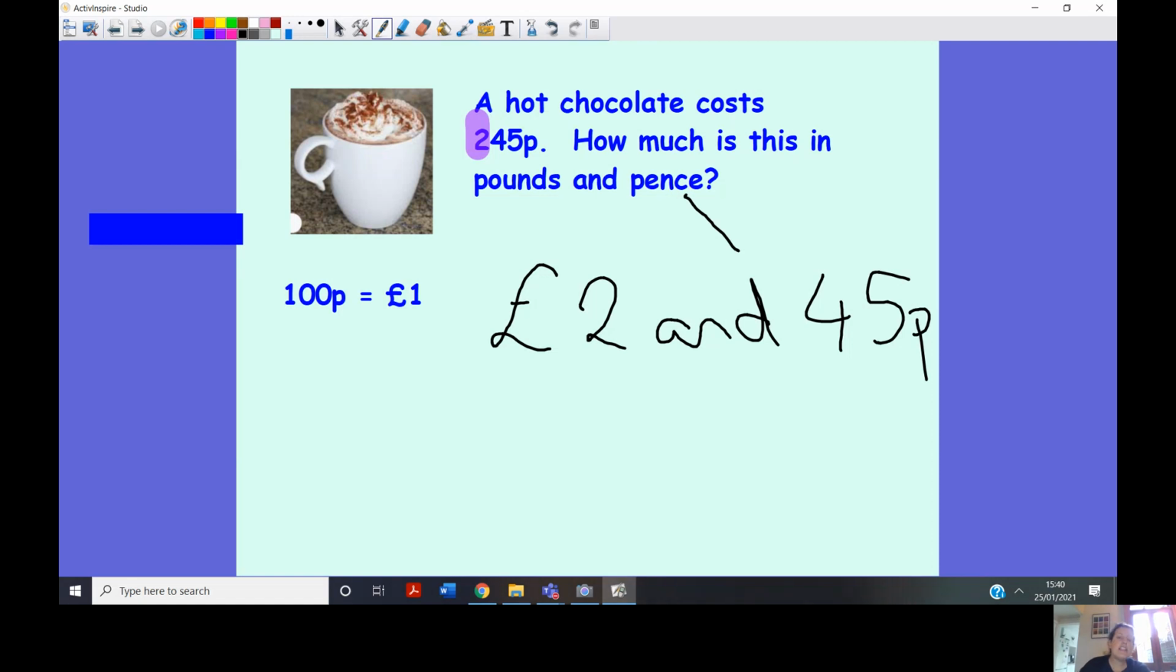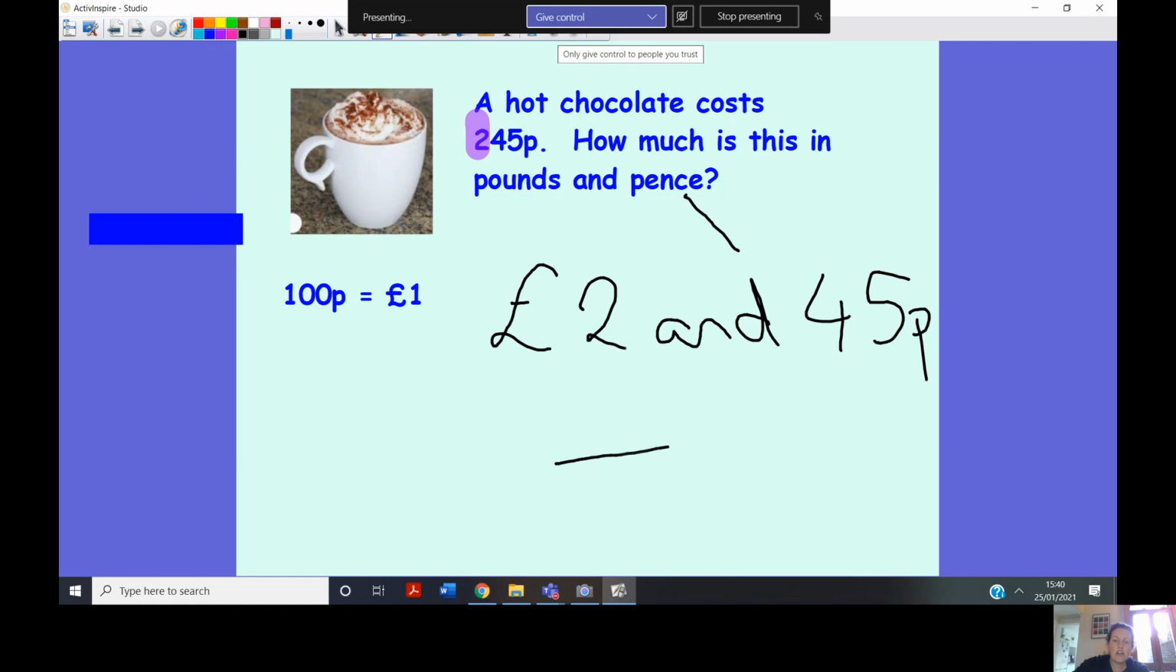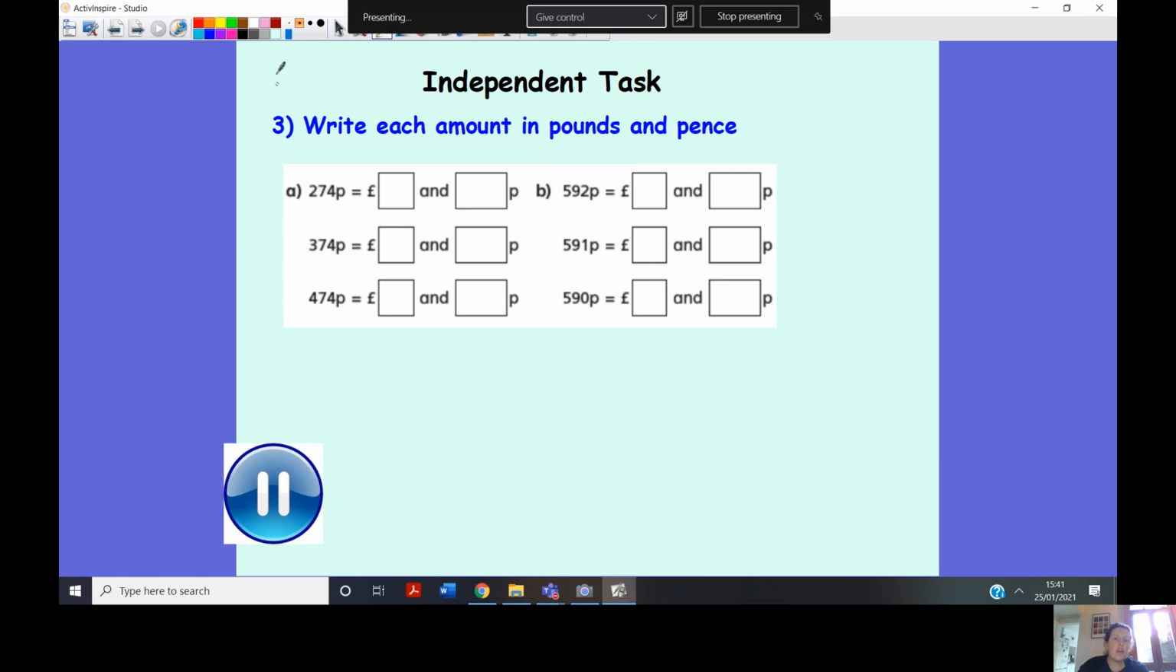So when we see these amounts, we just need to see what we've got in our hundreds column, because with these questions that tells us how many pounds we're going to have. Great. Let's all go on to the independent task. You need to write each amount in pounds and pence. Again, press pause to complete this task.